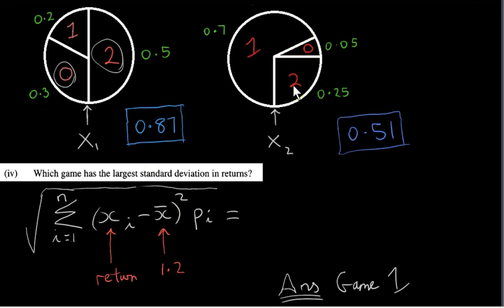Whereas here, the values of 0 and 2 crop up less often if we were to look at many runs of this experiment. So the square deviations will be smaller overall. 1 appears much more often, and 1 is a lot closer to 1.2 than 0 or 2 is. So even without doing any calculation, we could sort of guess that the standard deviation for this game is going to be greater than the standard deviation for this game.